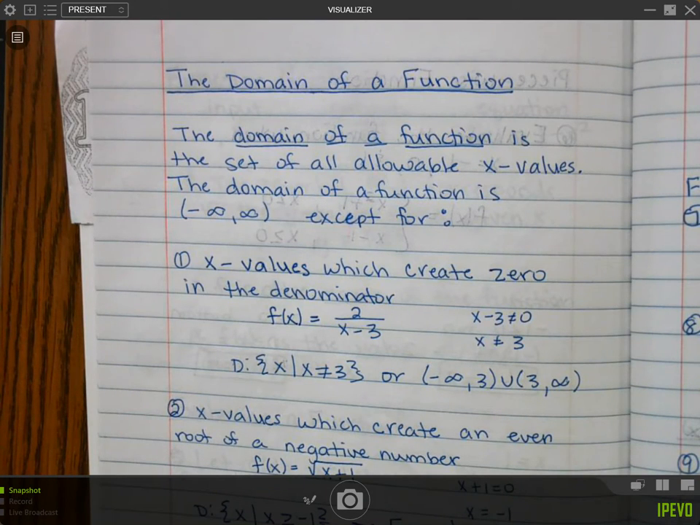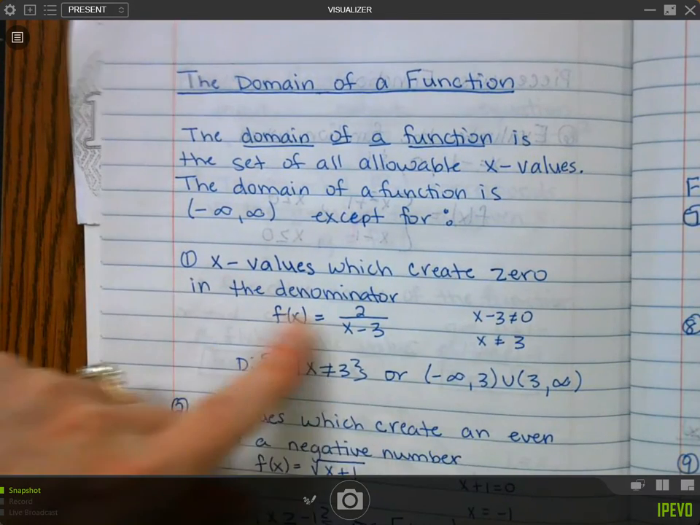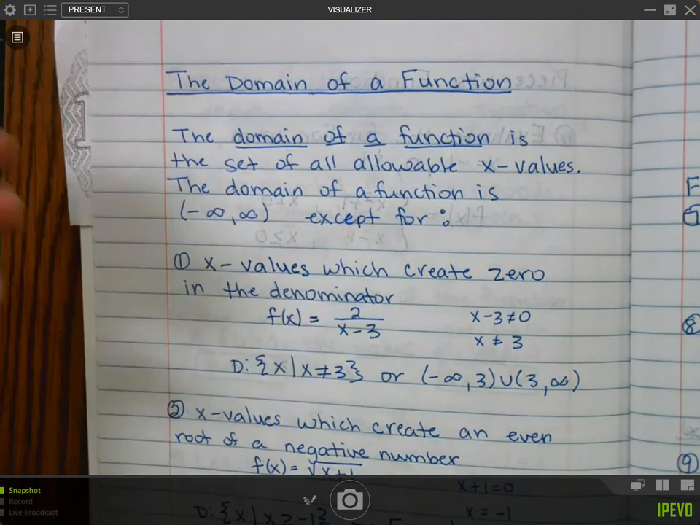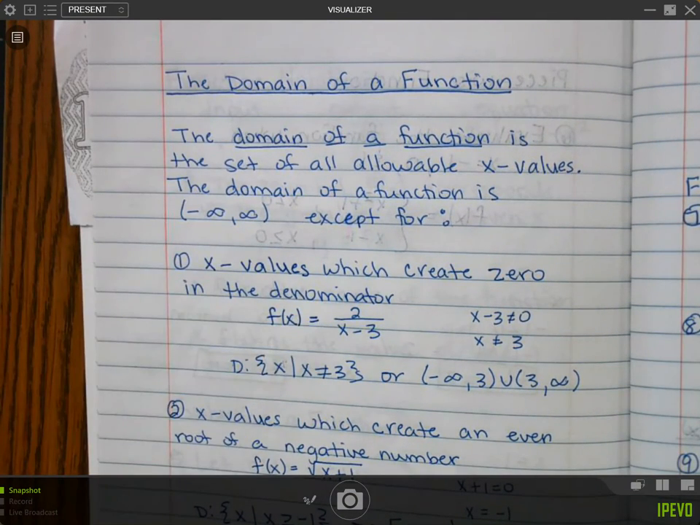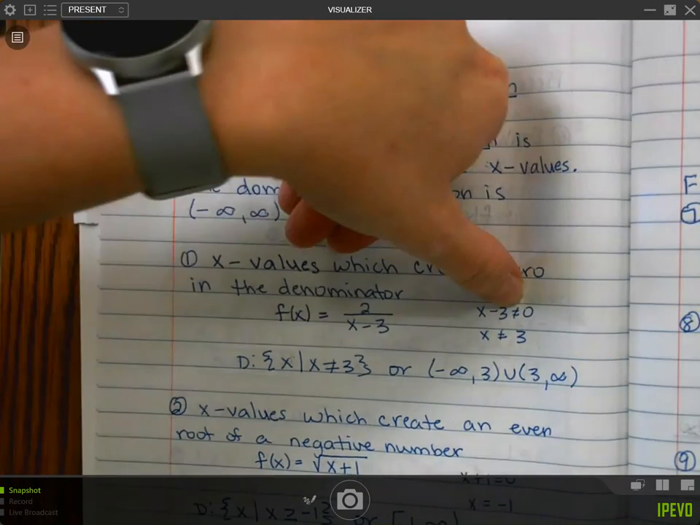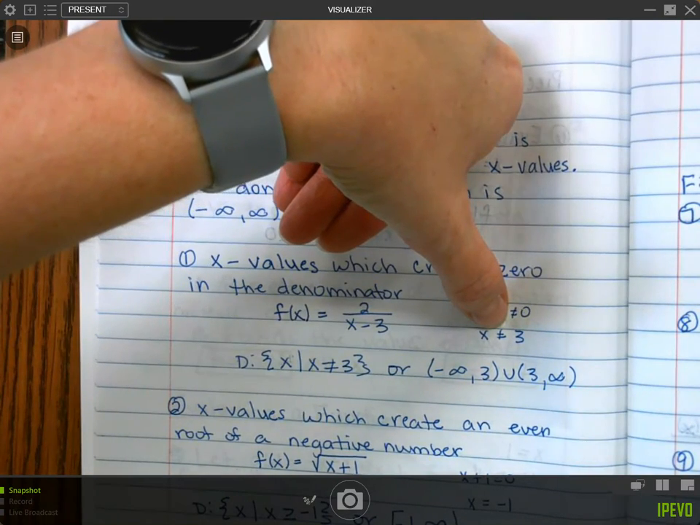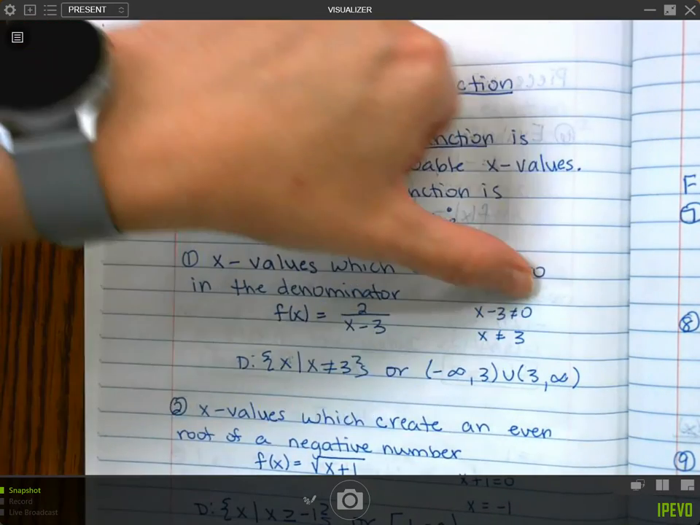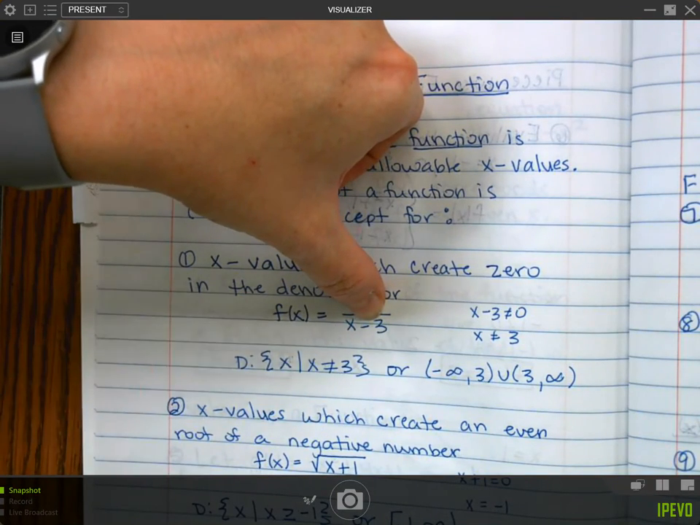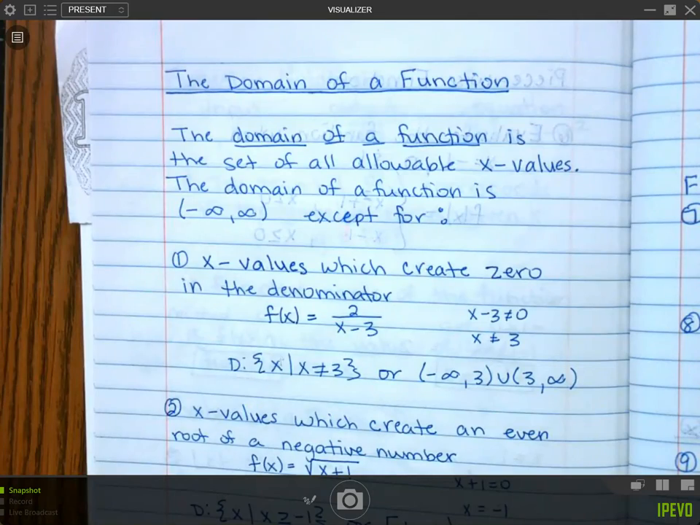All right, so exception one: if we are creating a zero in the denominator. If there is a variable in your denominator, there's going to be a domain issue. The problem is we can't divide by zero, so we have to take the denominator, set it equal to 0, and figure out what that particular x value is that's going to cause us trouble. So for this problem, if x is 3, then we have 2 over 0, which we can't do, that's undefined. So we need a way of saying that we want all numbers except for 3.